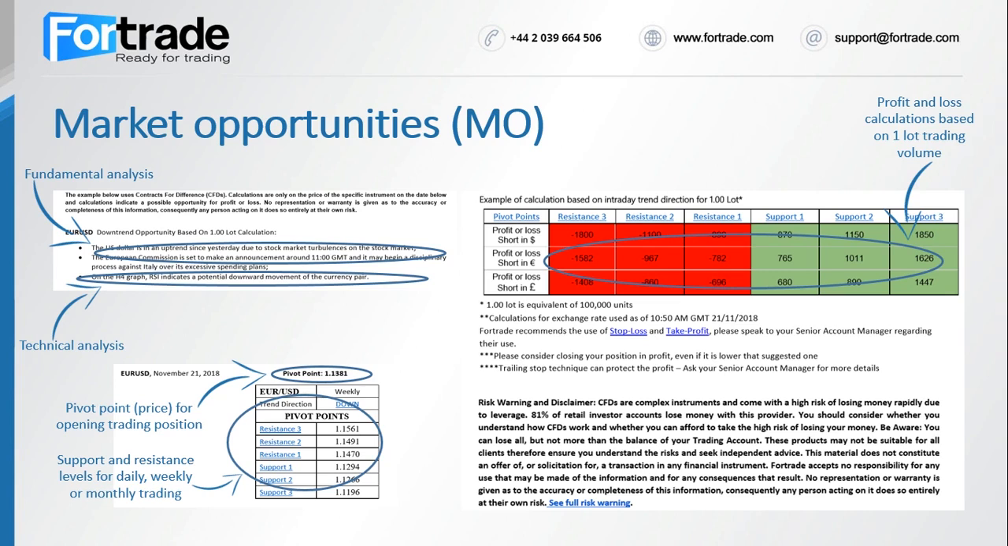If you close the position using take profit, you can expect these kinds of profits at the support levels in green. If the price is going against you, you can potentially have a loss of this amount at these resistance levels in red. Finally, profit and loss calculations are based on a one-lot trading volume.